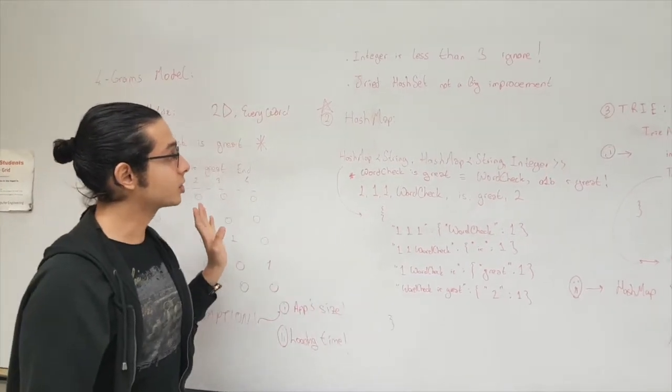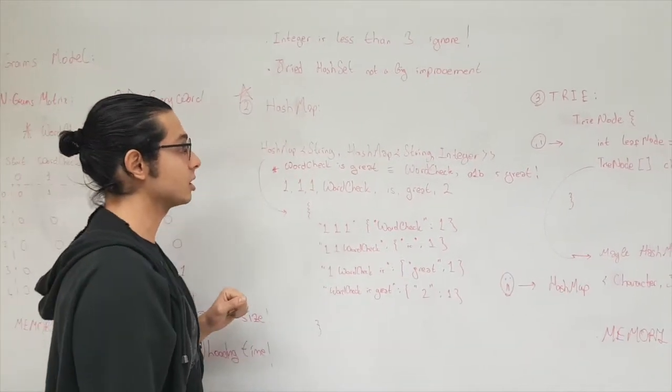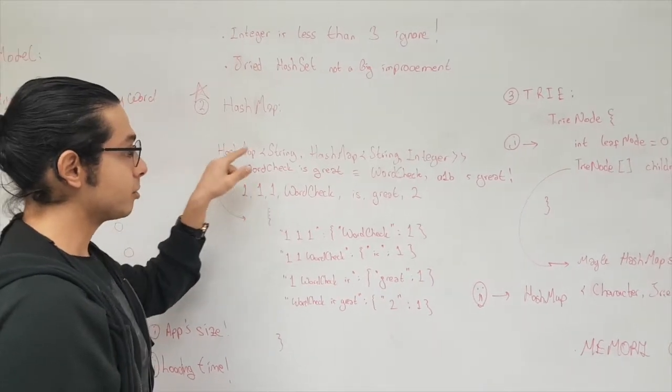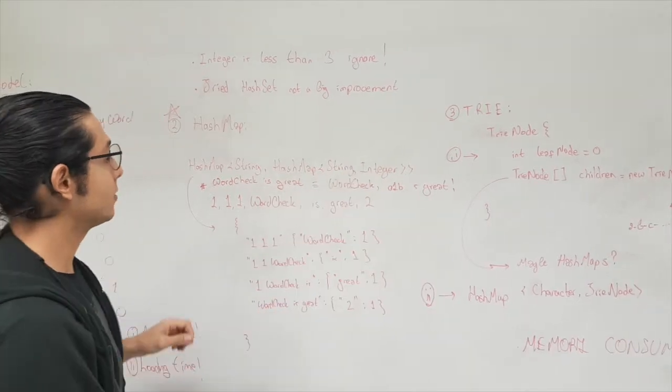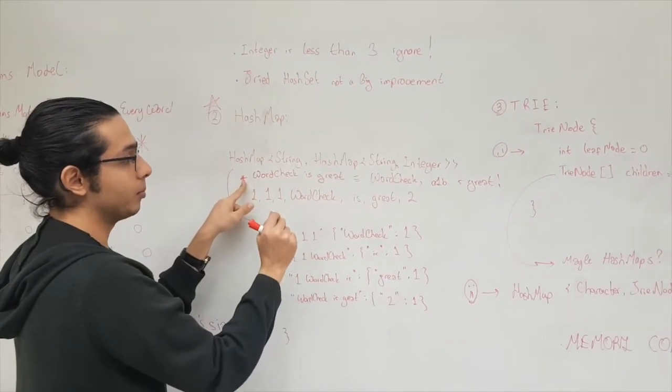That's why we tried a hash map data structure. Our data structure is a hash map of strings to hash maps, which is again a hash map of strings to integers. If this is our sentence, by the way, I want to make a point.